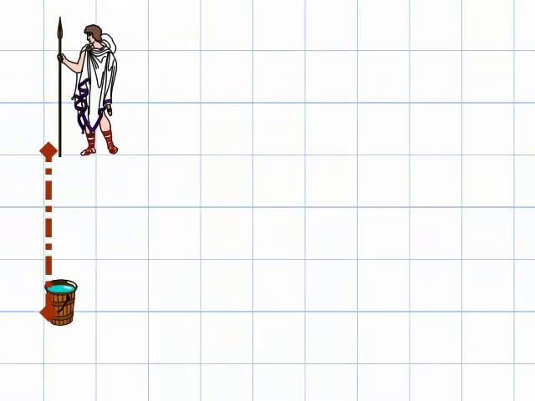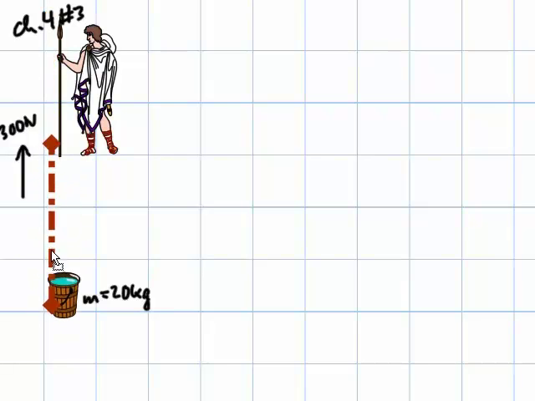Okay, this is chapter 4, problem 3. And it says, what is the acceleration of a 20 kilogram pail of cement when that is pulled upward, not sideways, with a force of 300 newtons? So we have 20 kilograms in here. I know it looks like water and the problem says cement. Oh well. And there is a force of 300 newtons pulling upward. So this Greek man is pulling it upward here, and it's getting faster and faster as he's pulling it upward.